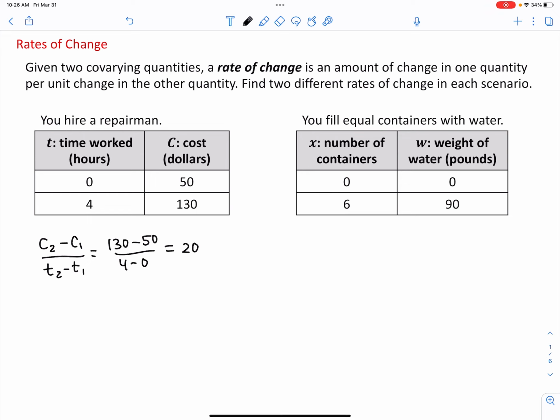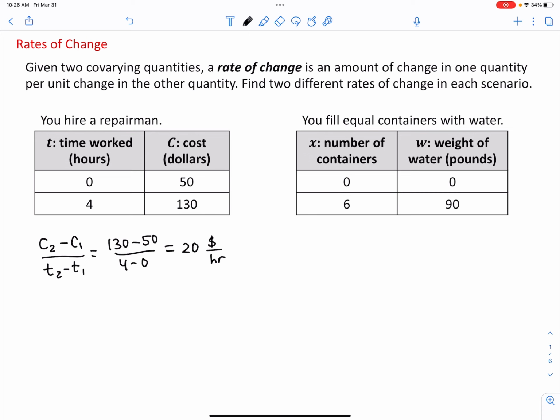Now the unit on this rate of change is going to be the unit of cost divided by the unit of time. So this would be dollars per hour. So this is how much the repairman charges per hour once he or she arrives. You can also be charged per partial hour. So if the repairman works for 30 minutes, you will be charged half of $20 or $10.